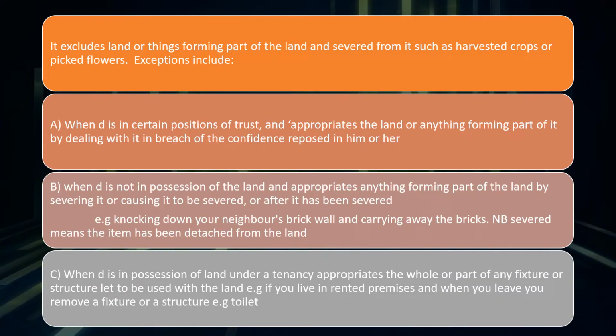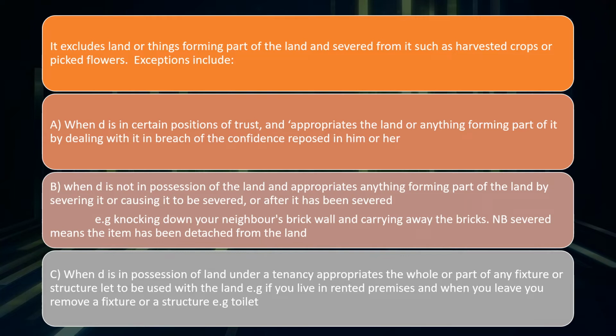Of course, it excludes land or things forming part of the land severed from it, such as harvested crops or picked flowers, but there are some exceptions. One is when the defendant is in a certain position of trust and appropriates the land or anything forming part of that land by dealing with it in breach of the confidence reposed in him or her. So we've got a situation where there's confidence and they abuse that confidence and take some land. Another is when the defendant is not in possession of the land and appropriates anything forming part of the land by severing it or causing it to be severed, or it has been severed.